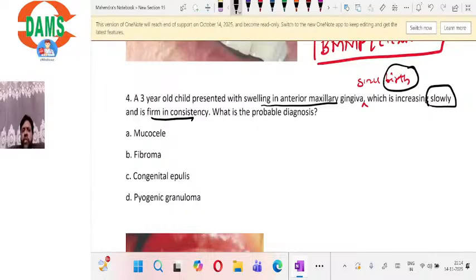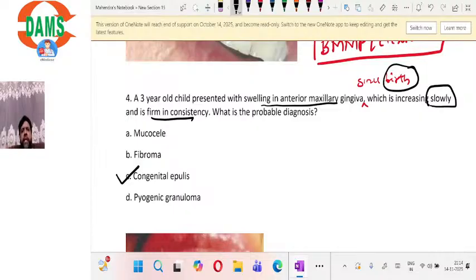Pyogenic granuloma, of course, is not congenital. It occurs due to inflammation, due to trauma, and is associated with hormones. There are certain factors for pyogenic granuloma. So obviously the correct answer here would be congenital epulis. As the name itself is telling, congenital, since birth itself the child has the epulis.